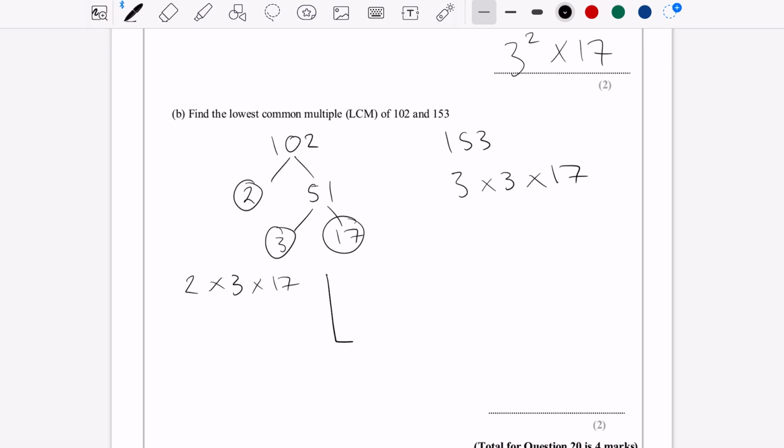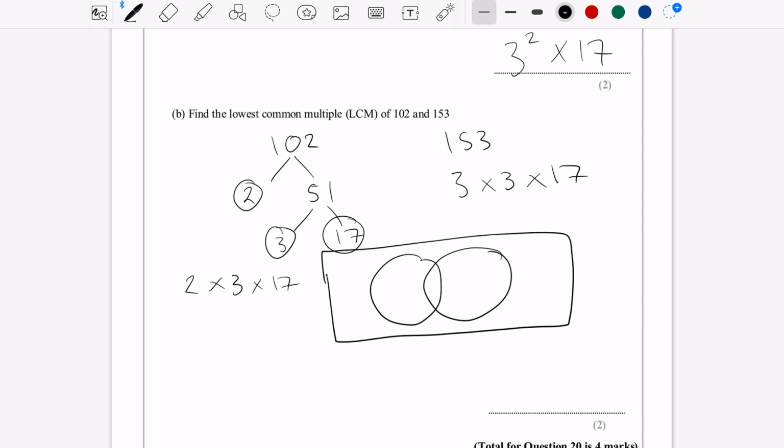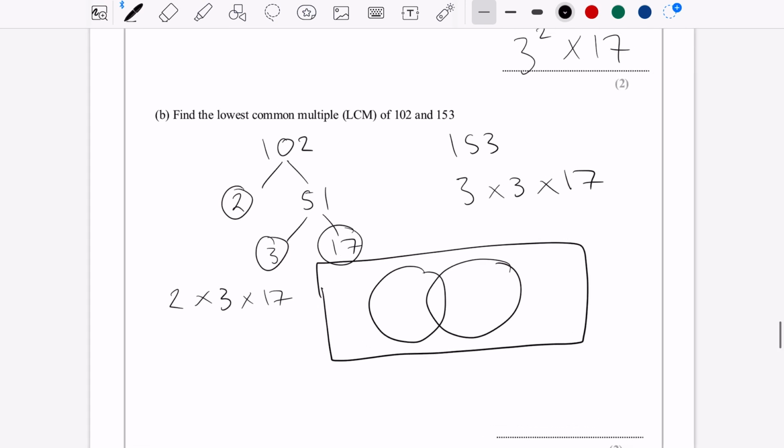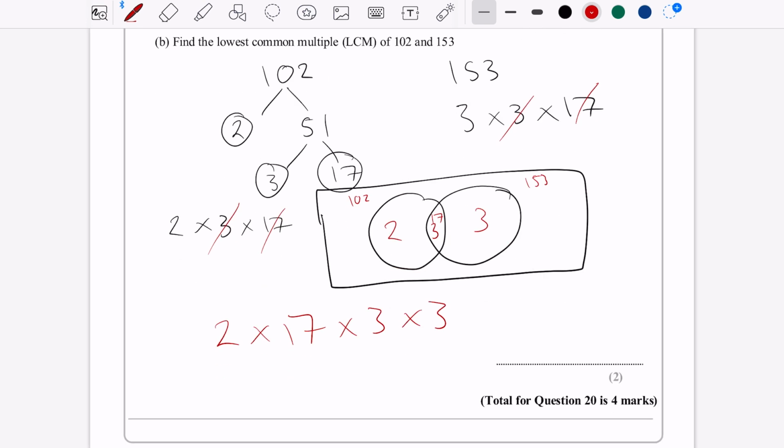So if I just put them in a Venn diagram quickly. The ones they have in common can go in the middle. So they both have a 3 in common, so that can go in the middle. Let's cross off from there. This is the 102 side, this is the 153 side. They also both have a 17. Then we can cross that off. This side has a 2 and this side has a 3. So we're going to do 2 times 17 times 3 times 3. So basically timesing all the numbers in the Venn diagram.